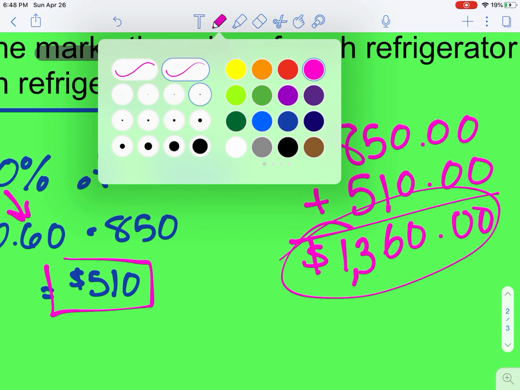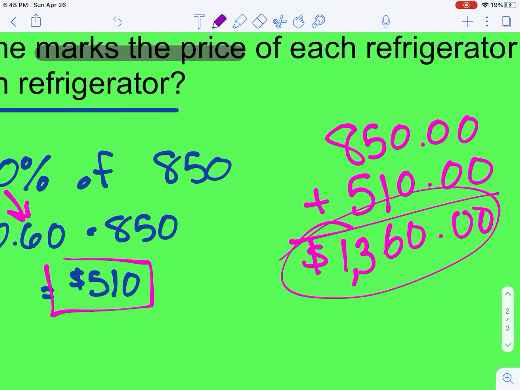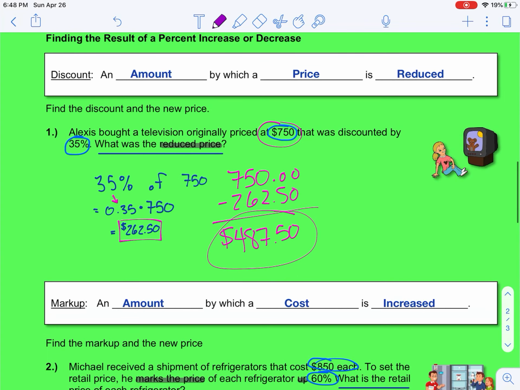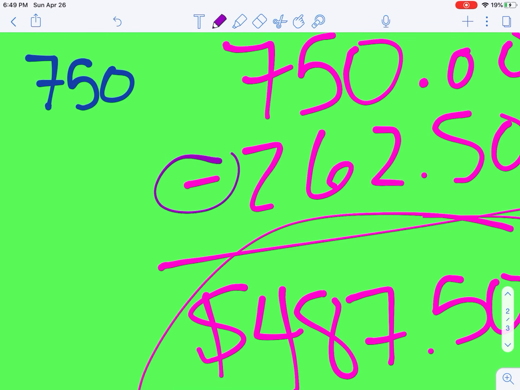So what I really want us to focus on here is that when we are doing a markup or tax or tip, we are adding because it is a percent increase. When we think about a discount or something on sale, we are subtracting because that is a percent decrease.